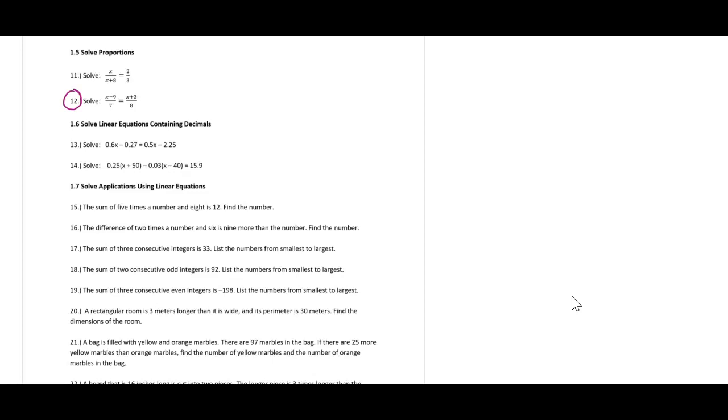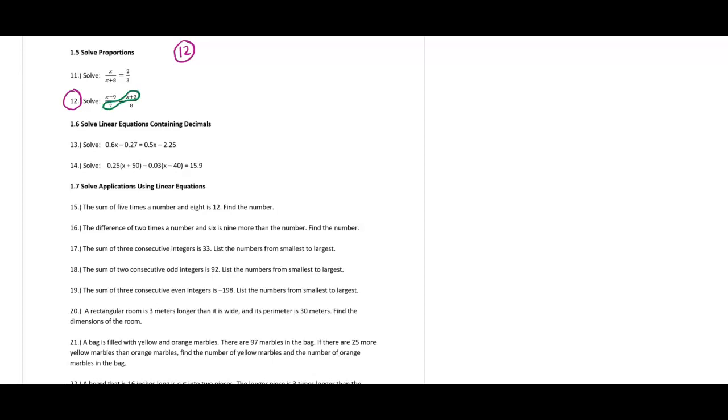All right, so 12, we have a proportion, which means we have one fraction equal to another fraction. So remember we said when there's just one fraction on one side, another fraction on the other side, we can do what's called cross multiplication. So I can take the diagonal of 1.